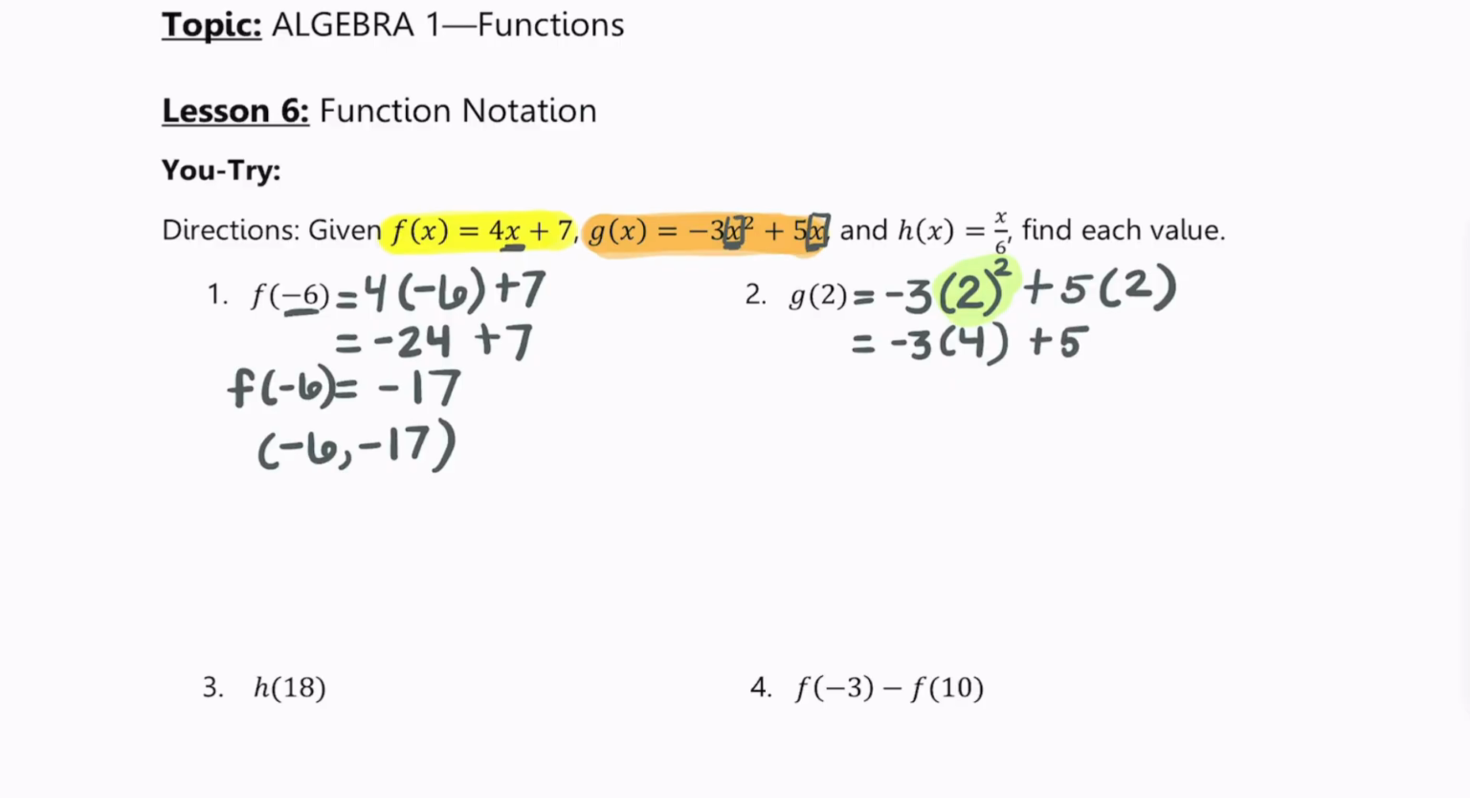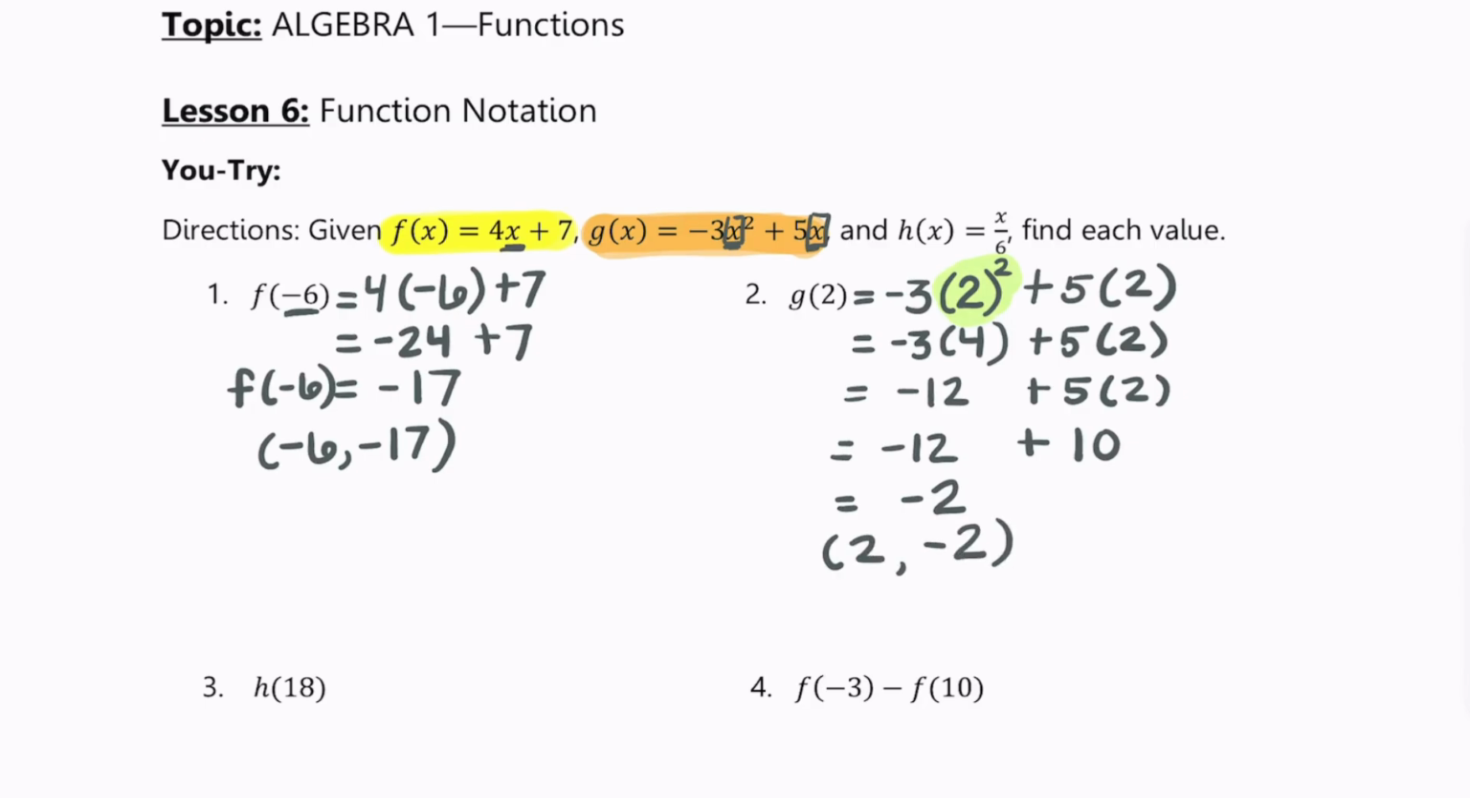Okay? Now we have multiplication, and we'll work from left to right. -3 times 4 is -12. 5 times 2 is 10. And now we're going to add those 2 things, and we get -2. So that's saying that 2 is our input, our x value. And when you plug 2 into the g of x function, our output is -2. So we have the ordered pair 2, comma, -2. And I'm going to just write g of 2 equals -2. So it will depend, reminder, how your teacher is asking for your answer.